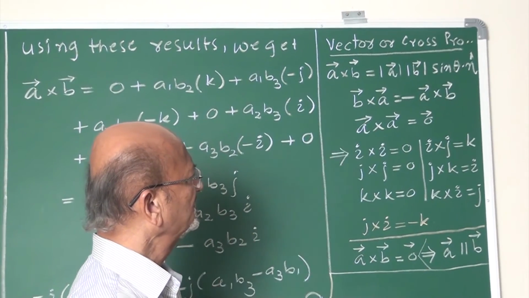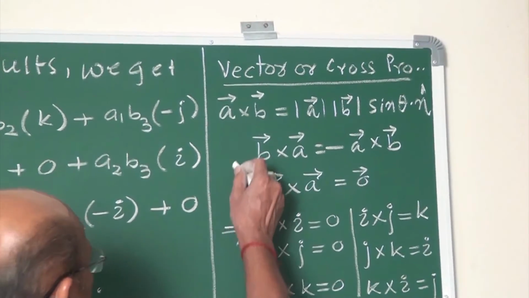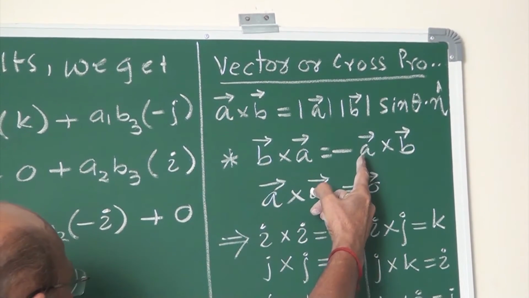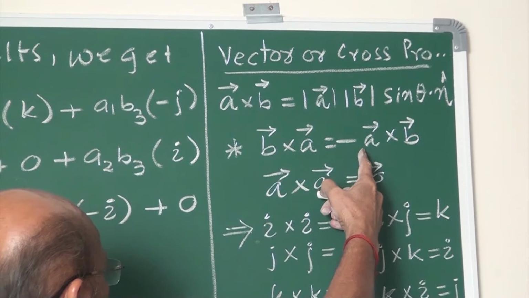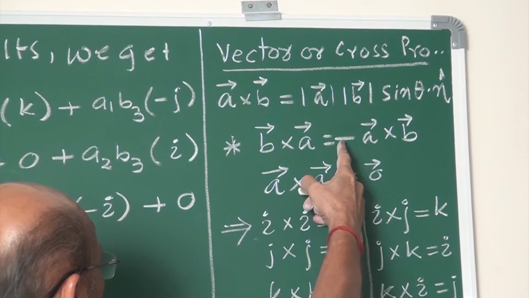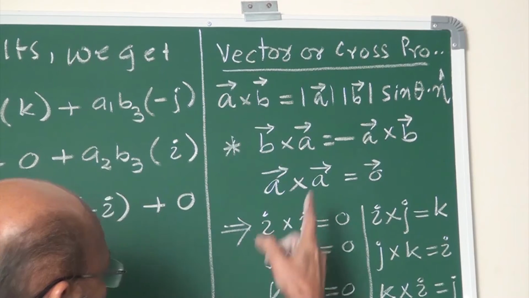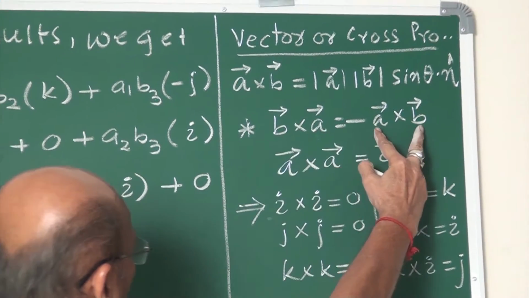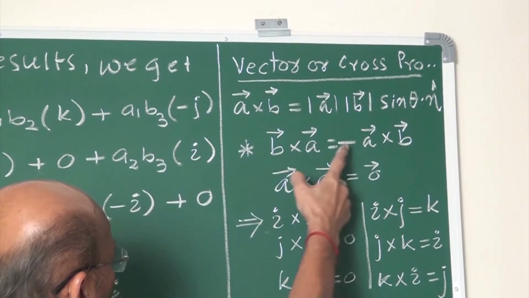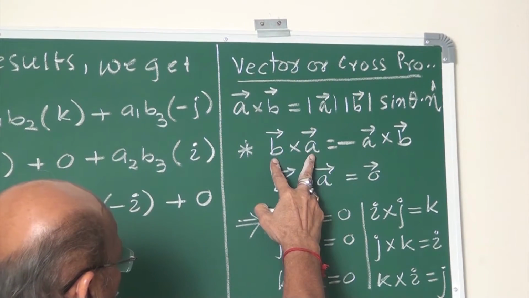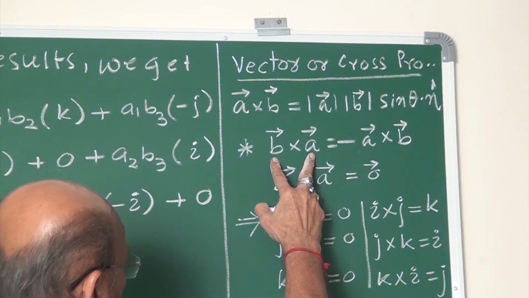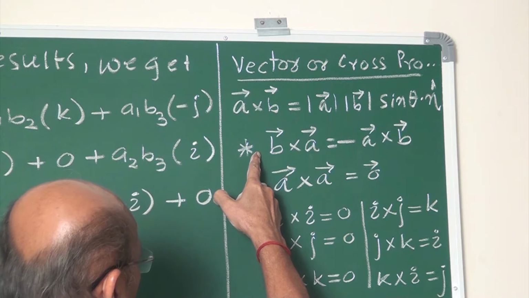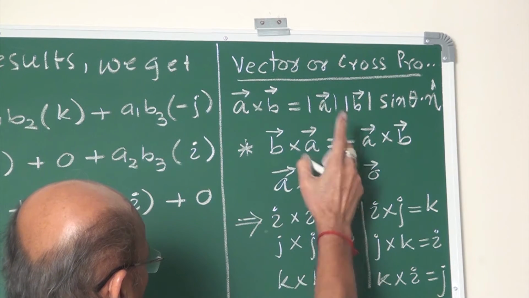Next, these are the properties. This is not a commutative property, my friends. B cross A is minus A cross B, meaning B cross A is not equal to A cross B, but its value is minus A cross B. From this, if we change the order, the sign changes, plus becomes minus. If you change the order of the vectors, the sign changes from plus on the LHS to minus on the RHS.